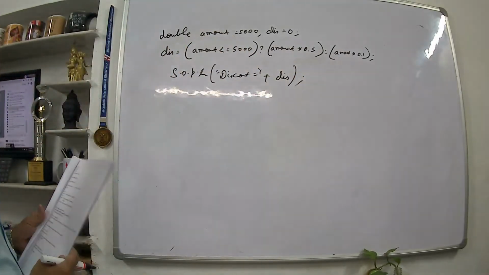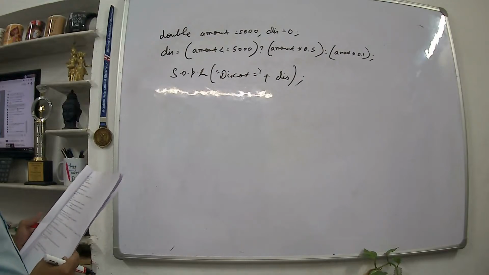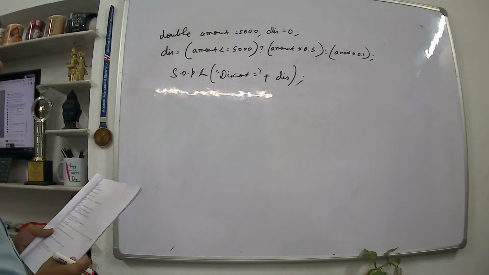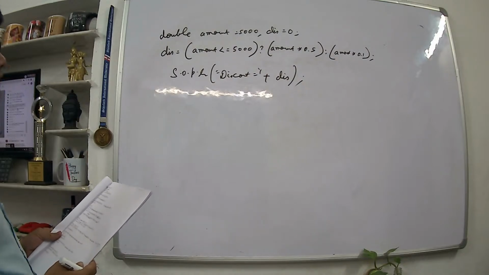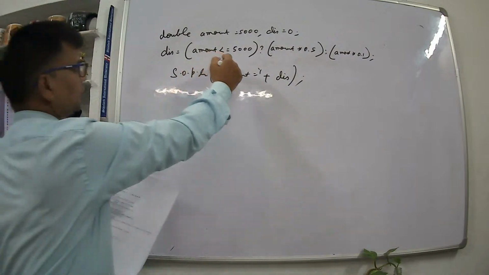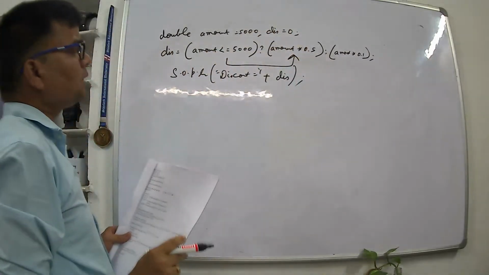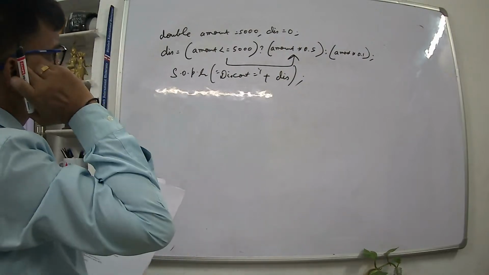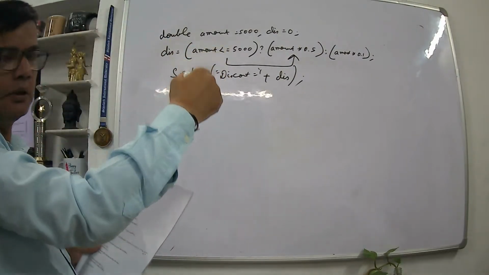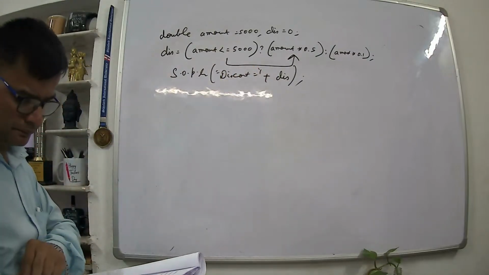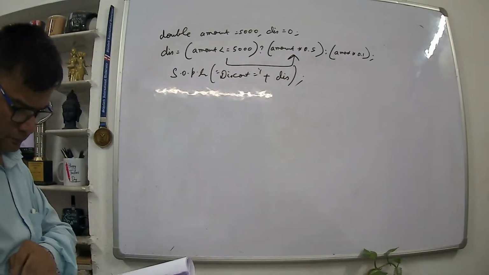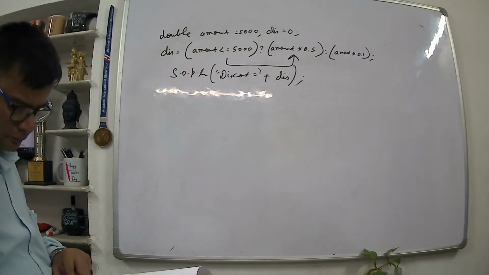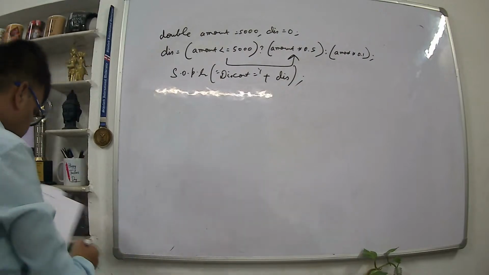Now in this question you see, amount is less than equal to 5,000, amount into 0.5. So it is discount how much? This condition is true, so it goes here. So 5,000 into 0.5 will be 2,500. So discount is equal to 2,500. Okay.